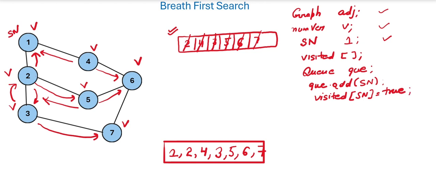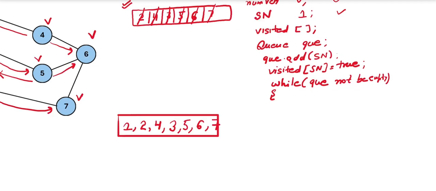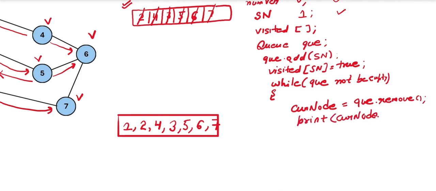Now we will run a loop over this queue till the queue is empty, so let's have a while loop till the queue is not empty. Now we will pick the nodes from this queue one by one. Let's have a current node and pick from the queue. Now we will print this current node. We can store it in an array list or array as per the requirement.